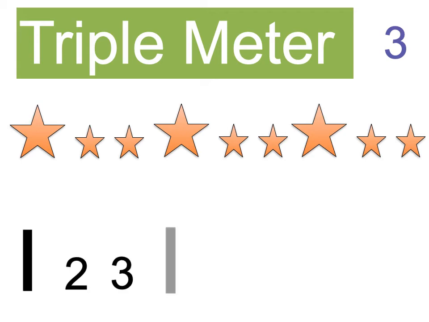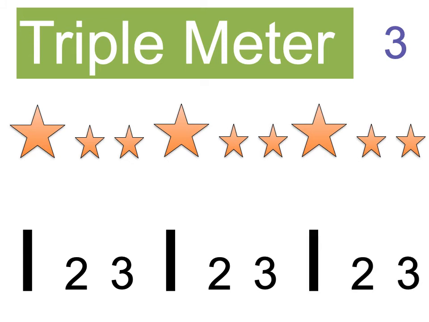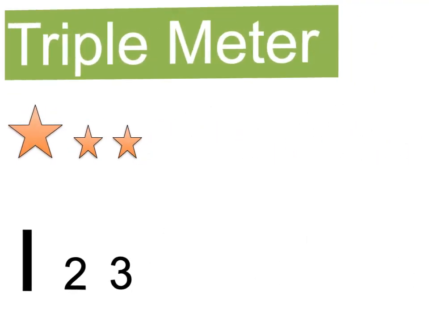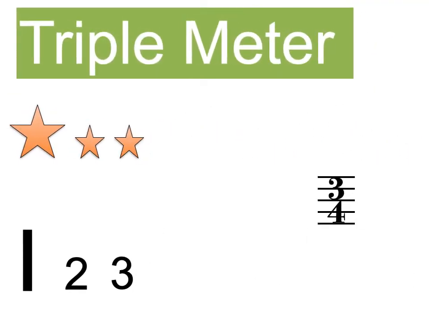Let's put our numbers down here. You know what's going to happen. We're going to count to 3 this time. Once again, to show that our pattern is beginning over again, our 1 is always stronger than our 2 and 3. 1, 2, 3. 1, 2, 3. Say it with me. 1, 2, 3. That pattern, triple meter, is usually shown by a time signature of 3-4. That top number 3 showing that there are 3 pieces to the pattern that repeat throughout our music.